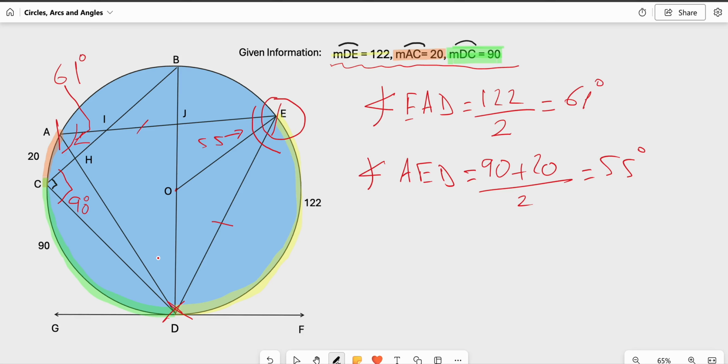So, okay, let's say we need to find angle ADE, right? Let's say we need to find this angle here. Angle ADE. So angle ADE would be this angle here. This angle. Okay, this angle.